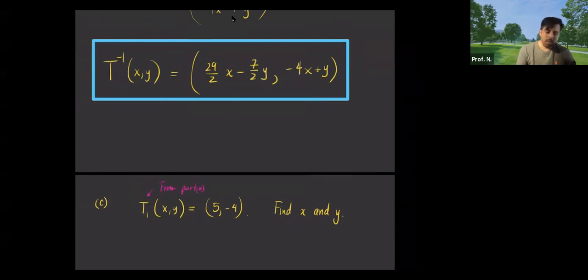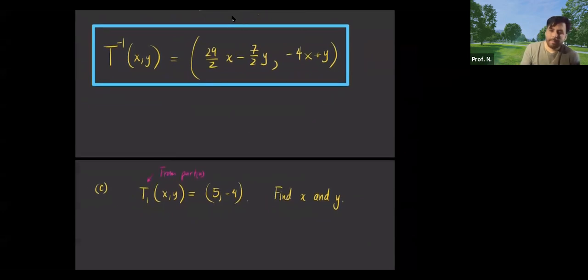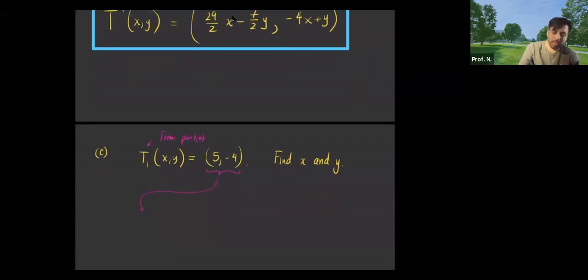Plug it in. What do you mean by plug it in? Plug what into what? Exactly. For x and y. Okay. So we're going to plug in 5 comma negative 4 into the inverse of T.